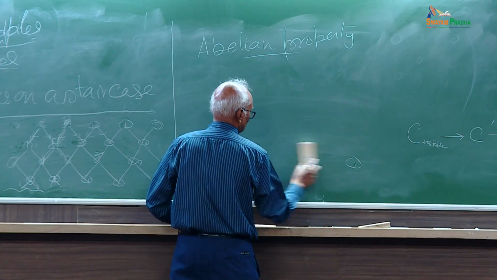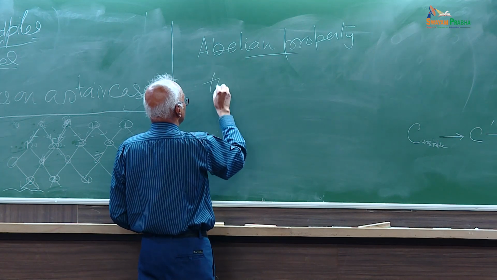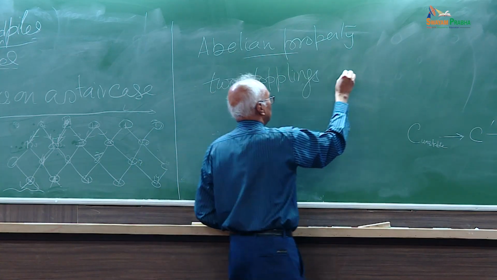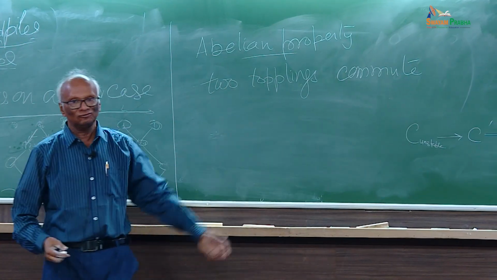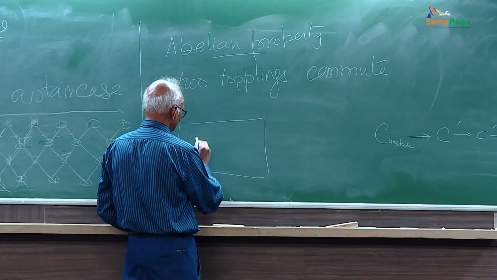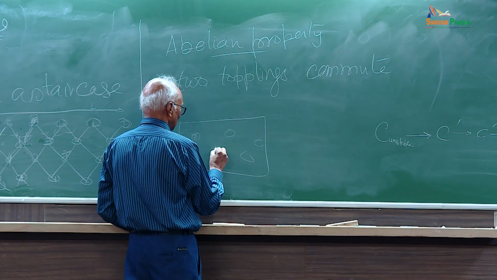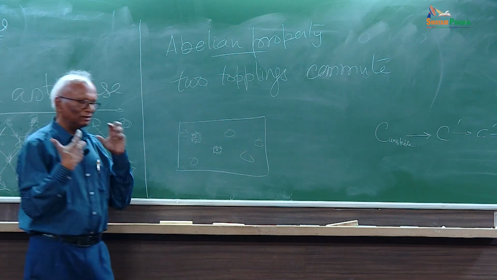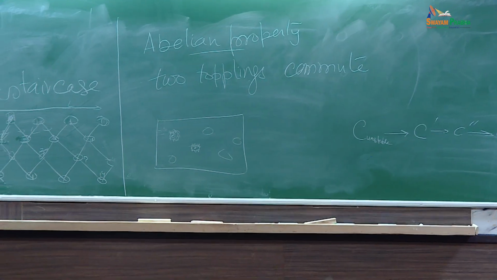Okay, so it says two topplings commute. This is just a way of saying something. What do I mean by this? What I mean by this is the following. Suppose you have a big configuration in which there are all these sites, and this site and this site are both unstable. There may be other unstable sites, I don't care. But these 2 sites are unstable.